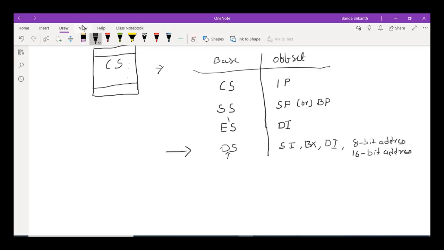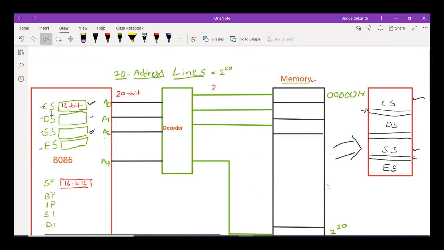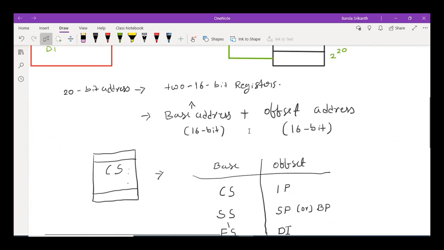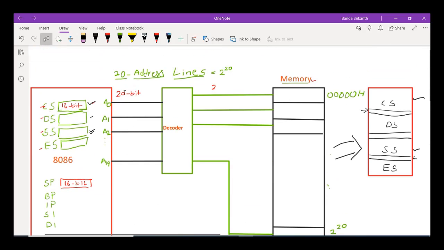For the time being, just remember the purpose of these segment registers inside the CPU. The code segment register will hold the 16-bit base address of the code segment memory location. Similarly, the data segment register will hold the base address of the data segment memory location. Likewise for the others. But here is one point: in order to generate the 20-bit physical address, it will be split into two parts, base address and offset address.